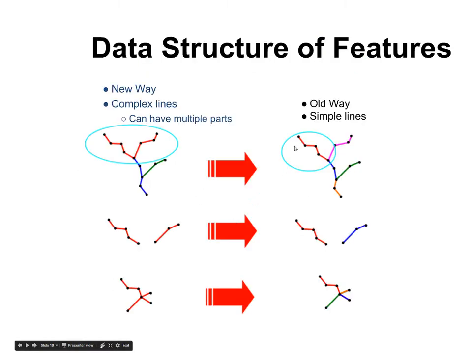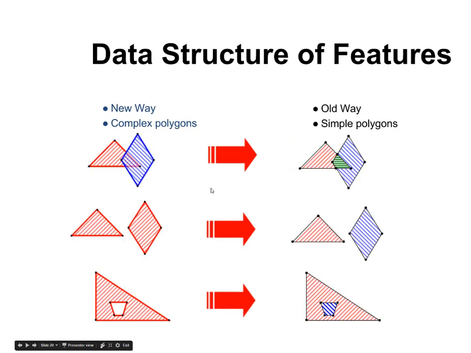With the shapefile, the newer way of doing things, you could have multi-part lines that were connected or not connected. That was a big advantage. You could also have more complex polygons with the newer way of the shapefile. You could have overlapping polygons, you could have holes in polygons, you could have multi-part polygons.